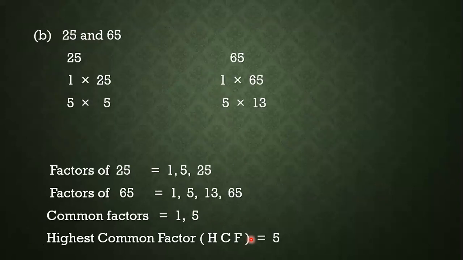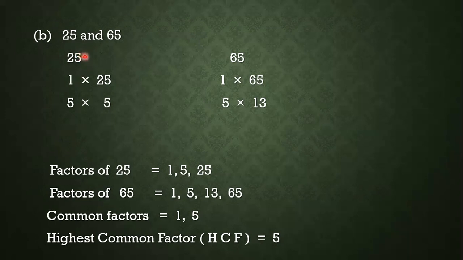The next question is 25 and 65. First we will consider 25. As usual, 1 is a factor. 1 into 25 is 25. Then it is not an even number. 25 is an odd number. Unit digit is 5, so it is an odd number.